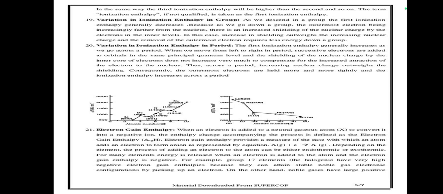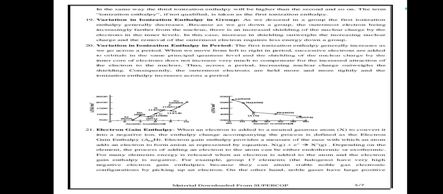Variation in ionization enthalpy in a group. Next point is variation in ionization enthalpy in a group. As we descend in the group, the first ionization enthalpy generally decreases because as we go down a group, the outermost electron is increasingly further from the nucleus, and there is an increased shielding of the nuclear charge by the electrons in the inner levels. In this case, the increase in shielding outweighs the increasing nuclear charge, and the removal of the outermost electron requires less energy down a group.